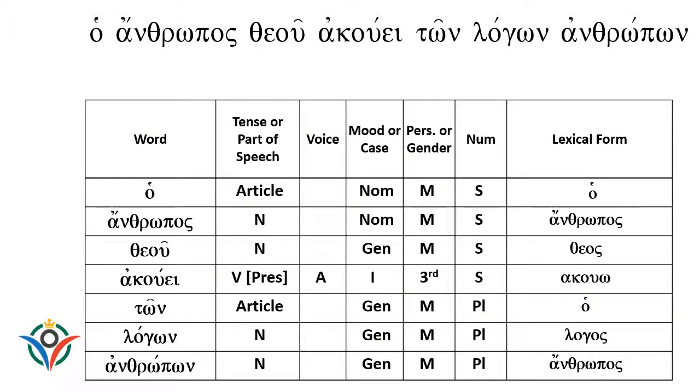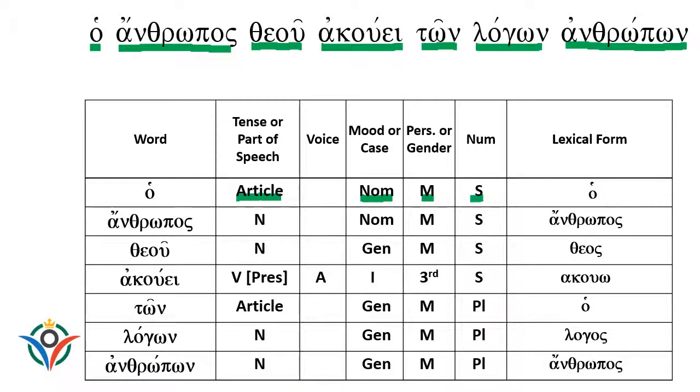Let's take a look at our second translation example. I'll begin by reading the Greek text and then we'll look at the parsing information together. So we have ho anthropos theou akouei ton logon anthropon. So we begin by placing all the words in the column and parsing each word. For the sake of time, I have done that for you. So we begin, we have ho, which is an article, and that is nominative, masculine, singular. The lexical form is ho.